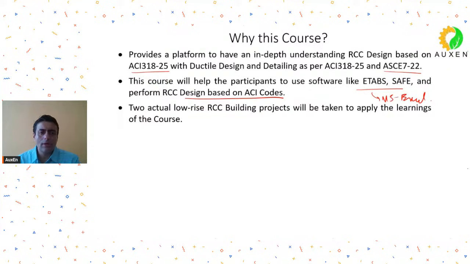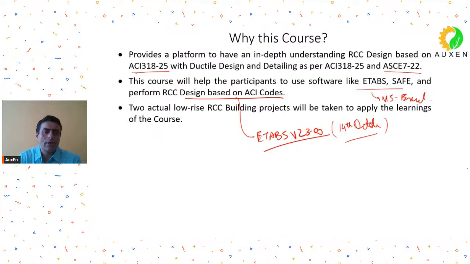So, as of now, ETABS version 23 has an update, which was just recently launched on, I think, 14th of October, just last month. This has the updated ACI 318-25. Otherwise, any version older than this uses the ACI 318-19. I don't know if you have noticed that or not. The version just updated last month has brought in the ACI 318-25. Otherwise, all the previous versions of ETABS have the ACI 318-19 in them.